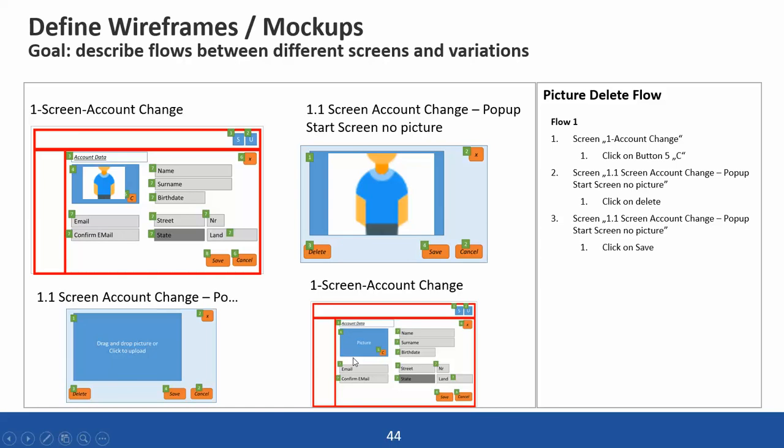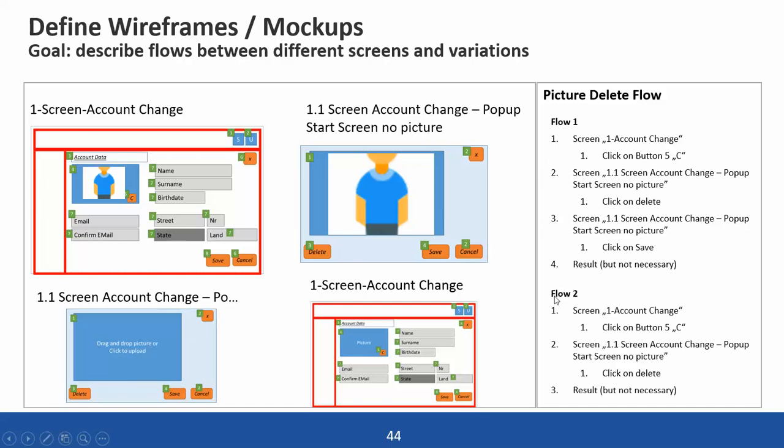And now you can see the difference between describing it like that and only putting in the wireframes, because this is flow 1, but flow 2 could also be, you can see the results, you click on the picture, change the picture, click on delete, and by clicking on delete you go straight back to the result and the picture is deleted. And now you have two flows, and you have to decide which flow is better, to delete and then save, or to delete and go back.